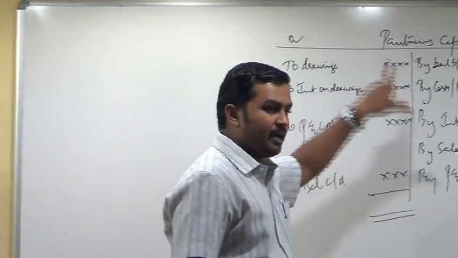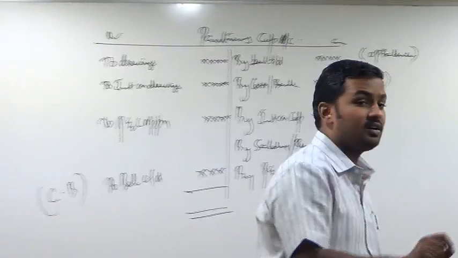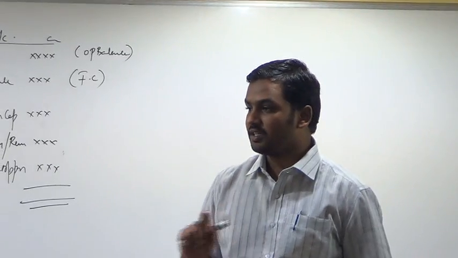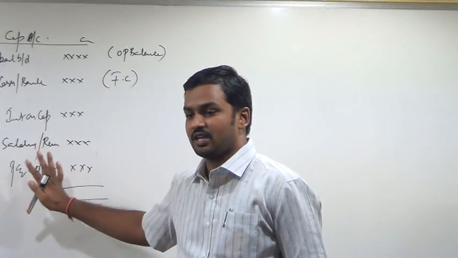Hence this method of preparing the partner's capital account is called what method? Fluctuating capital method. Are you able to understand? This is called the fluctuating method of preparing the partner's capital account.